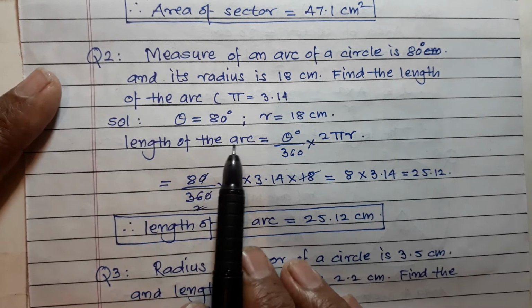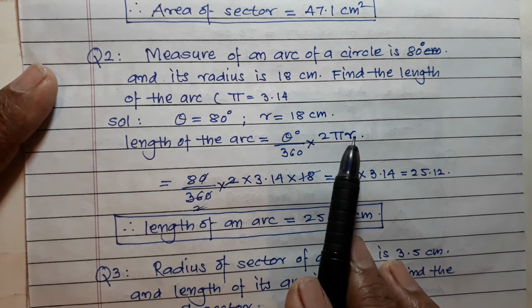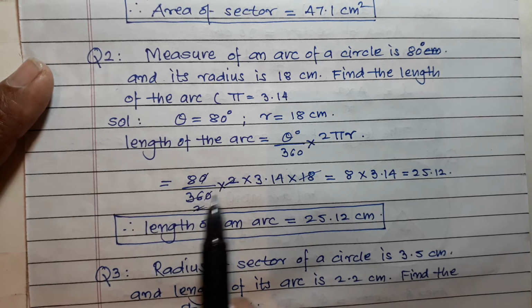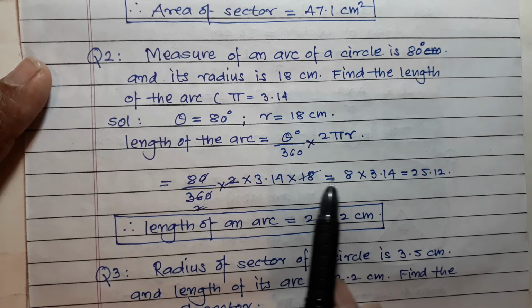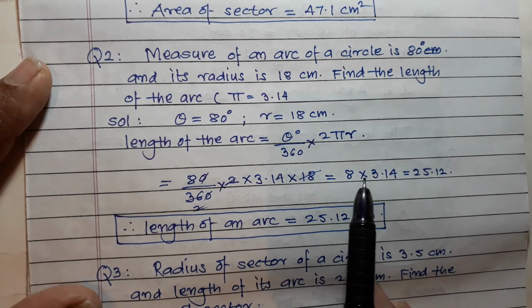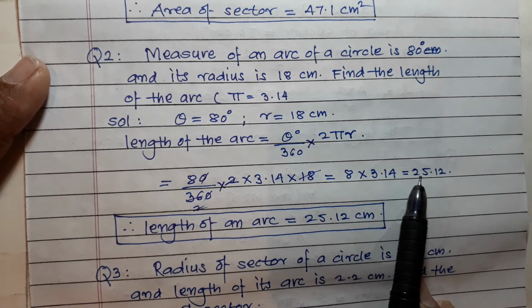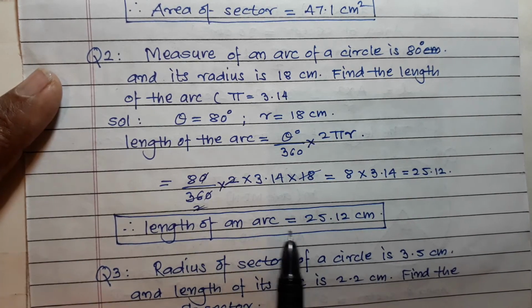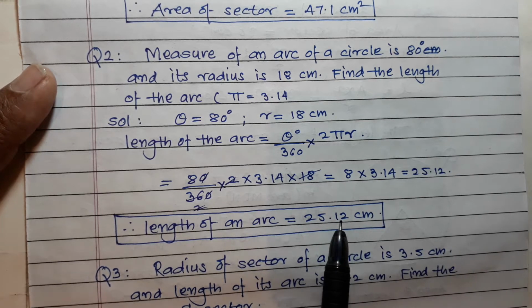So length of an arc is equal to theta upon 360 into 2 pi r. Substitute values: is equal to 80 upon 360 into 2 into 3.14 into 18, and is equal to 8 into 3.14 is equal to 25.12. And hence length of an arc is equal to 25.12. Okay.